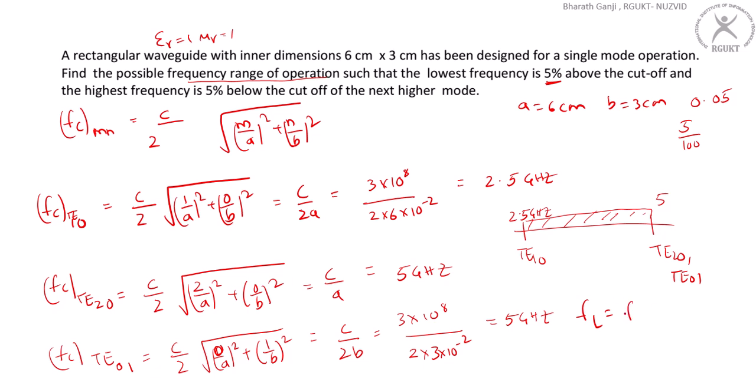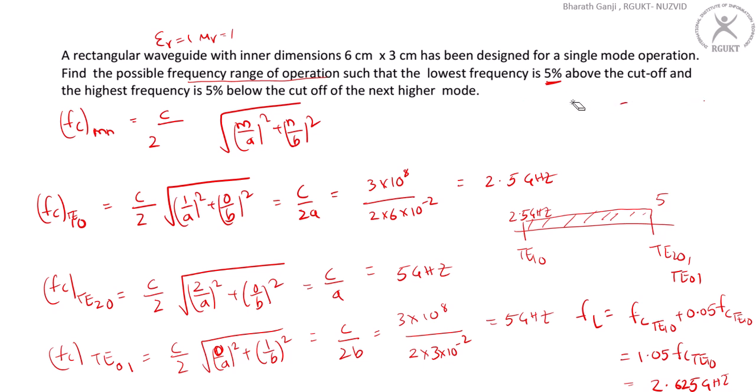If I take the lower limit, then it is exactly equal to the cutoff frequency. So I want 5% more than what I have, so I have to take 5% more of it. So if I have cutoff frequency of TE10, then I have to take 5% of it and add it again. So that much more I want. So it is nothing but 1.05 times fc of TE10. I have the cutoff frequency of TE10 as 2.5 gigahertz, so that makes the lower limit of my operating frequency 2.625 gigahertz.